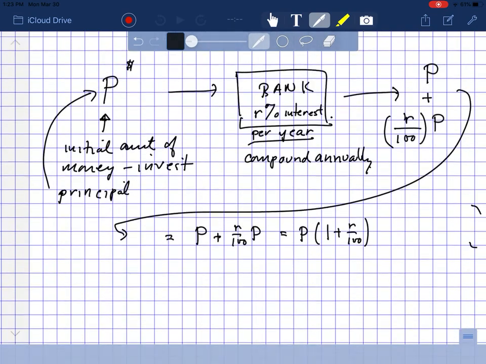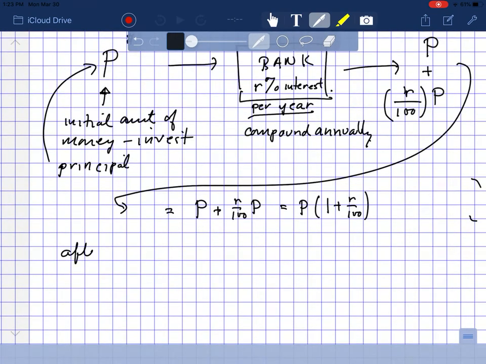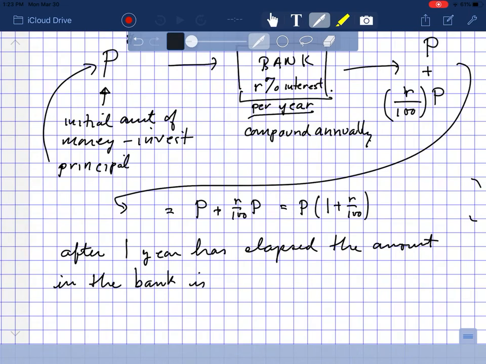So after 1 year has elapsed, the amount of money in the bank is P times 1 plus R divided by 100.